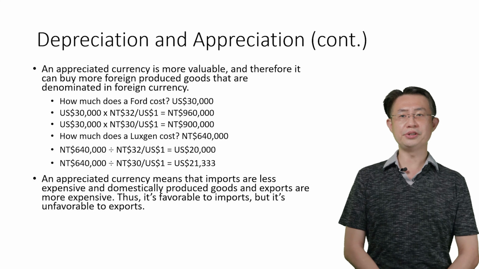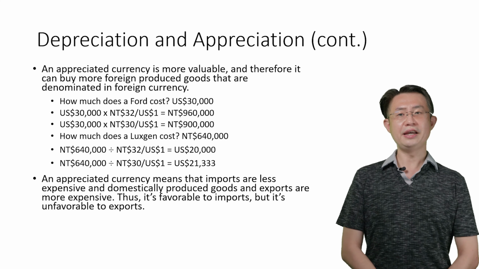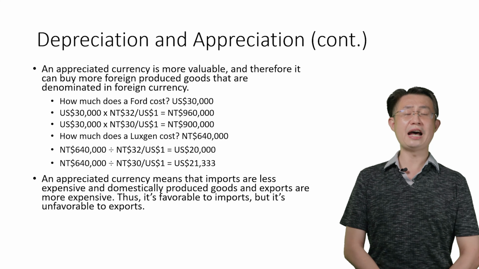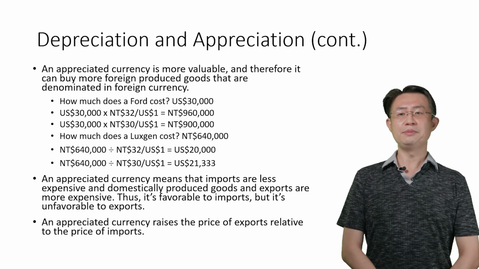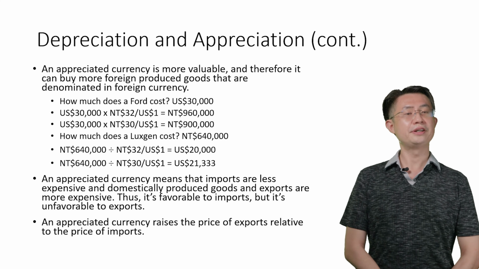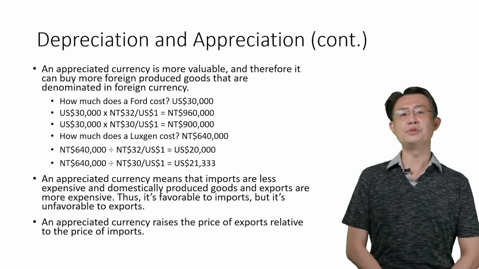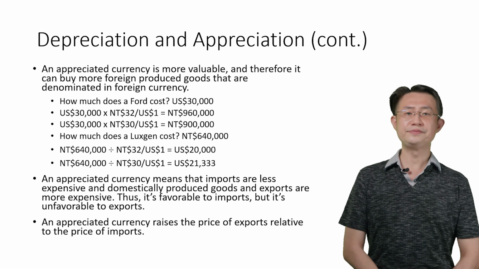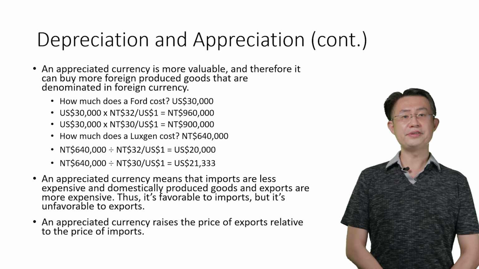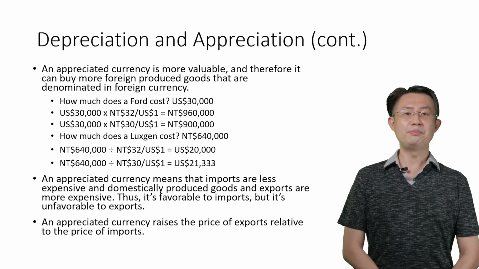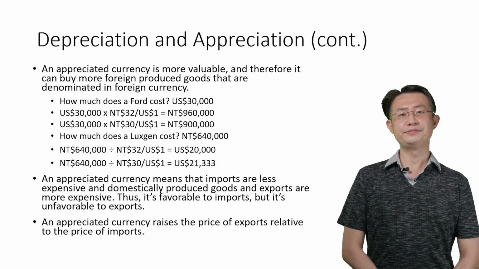So here we can make a conclusion. An appreciated currency means the imports are less expensive, and the domestically produced goods and the exports are more expensive. Thus, it's favorable to imports, but it's unfavorable to exports. That means an appreciated currency raises the price of exports relative to the price of imports. So from this example, we can make a conclusion.